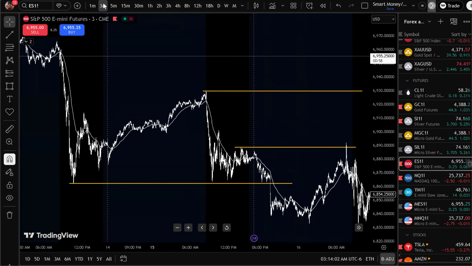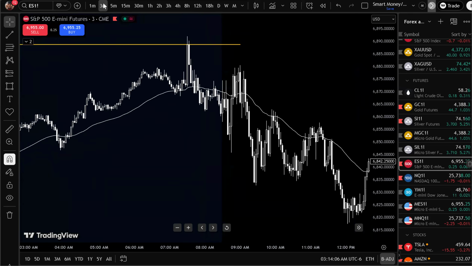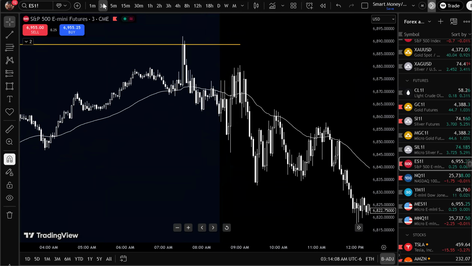Let me see. All right, over here. Where we got the sweep at. All right, boom, stop right there. Look at what happened. So we swept, price came down. Now, look, we got like a little small fair value gap right here.